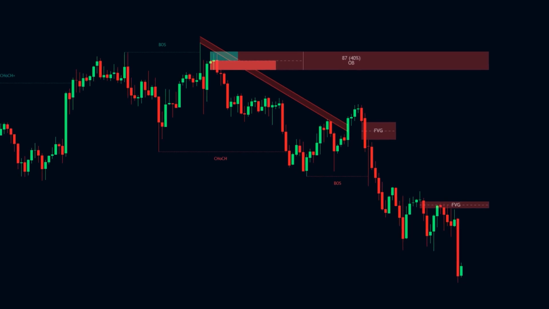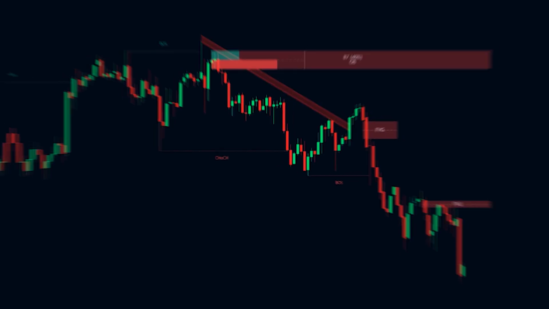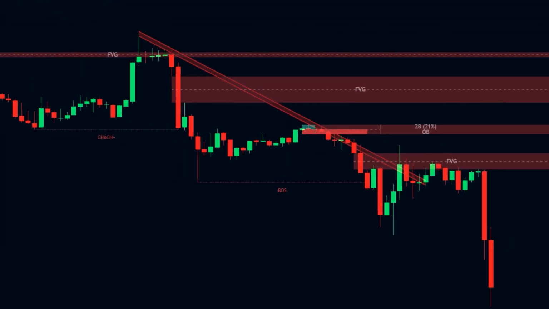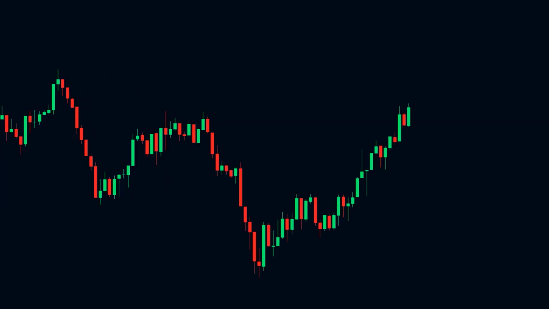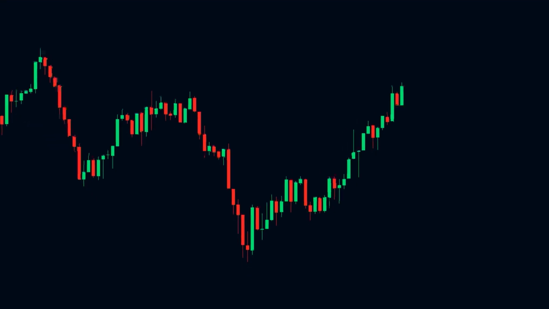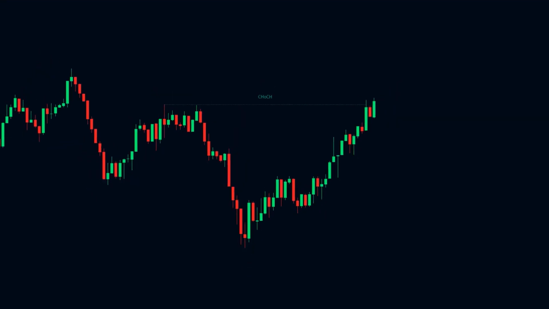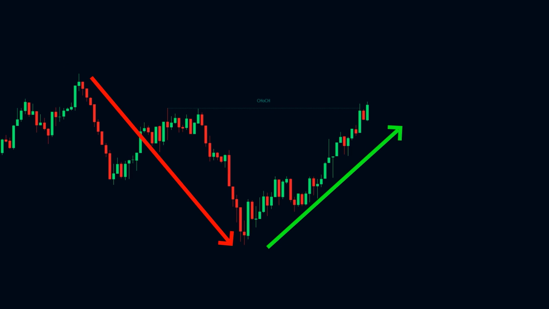Instead of juggling multiple indicators that give conflicting signals, you get one cohesive system that shows you the full market structure. But how do you piece it all together? Let's break it down with a quick example. We're on the 1-hour Bitcoin chart, and a bullish change of character just formed, signaling a potential shift from a bearish to a bullish trend.